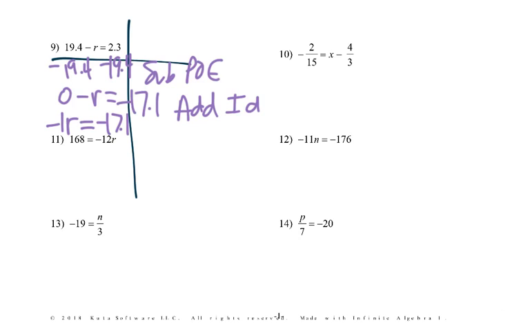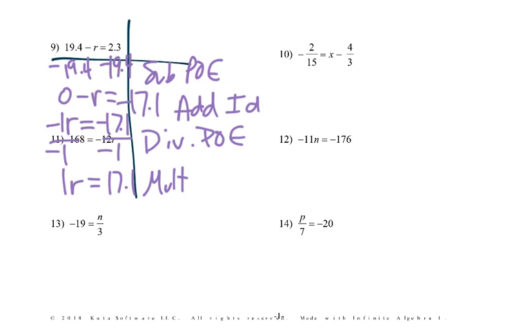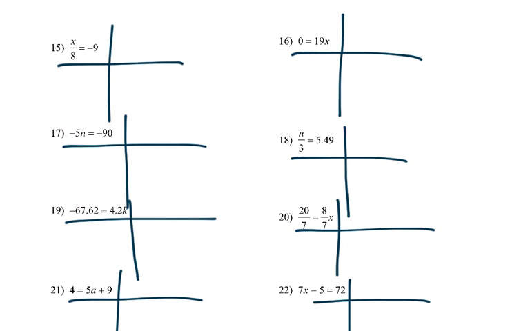That's really like negative 1, so I divide by negative 1, giving me a positive 1r and a positive 17.1 using the division property of equality. I could have also multiplied by negative 1 on both sides and got the same thing. Then using that multiplicative identity, we drop it to r equals 17.1. Okay, so there's the front page. So, quite a bit of stuff going on here, but we treat it exactly the same.